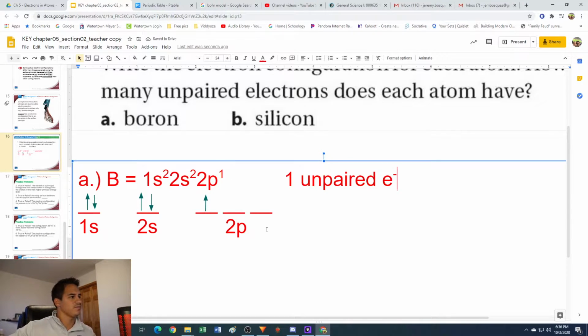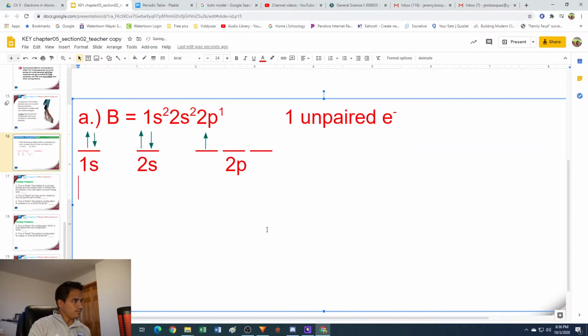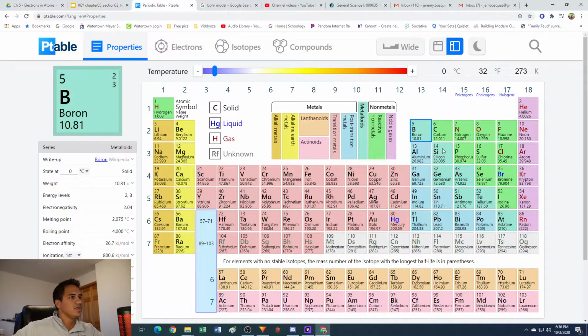Okay, take a look at letter B, which is silicon, Si. All right, so let's go find silicon on our periodic table. It is right here, element 14.